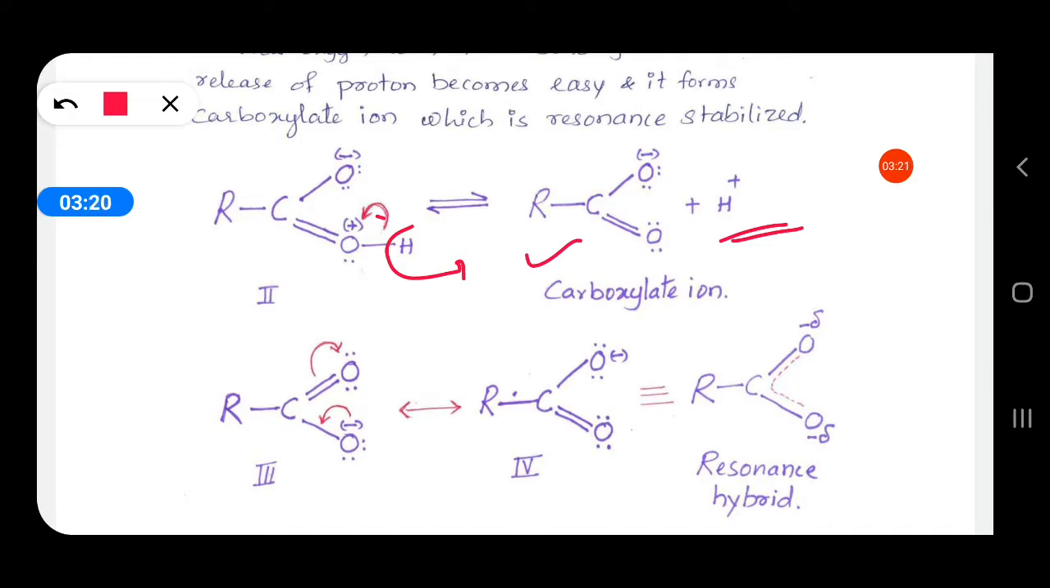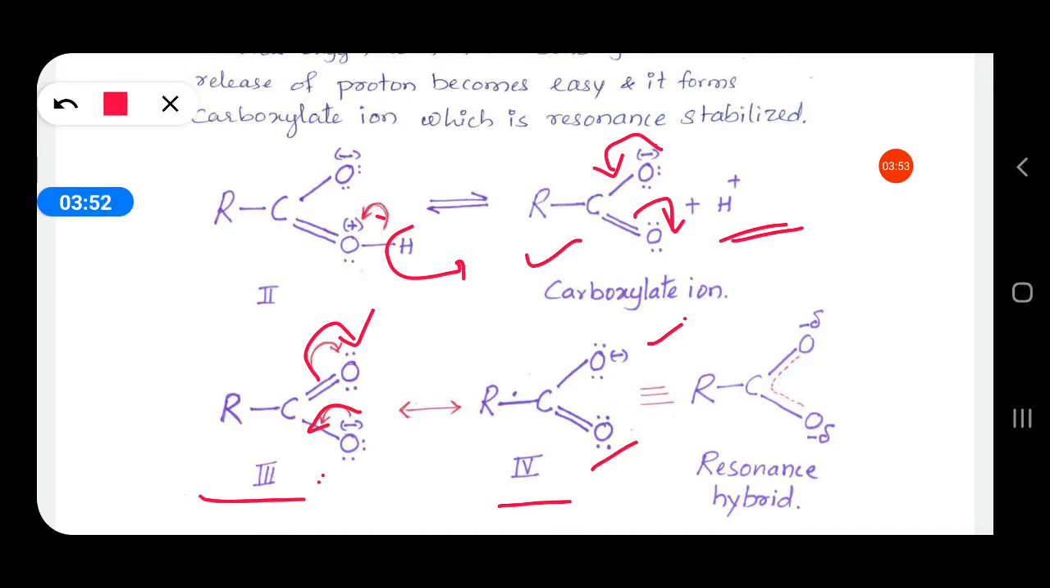See here, this is structure 3, the carboxylate ion. The negative charge electrons are given back to the CO bond, so that the CO bond pi electrons are shifted to oxygen. So this oxygen gets a negative charge, and here a double bond forms. So structure 3 and structure 4 are resonance structures of each other.